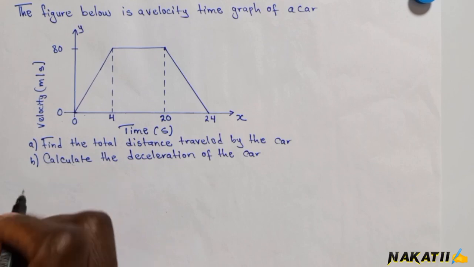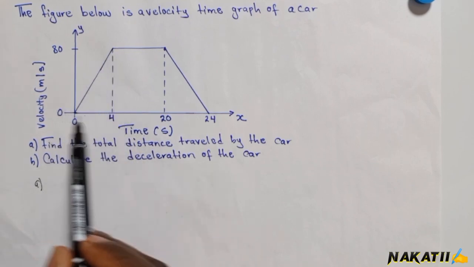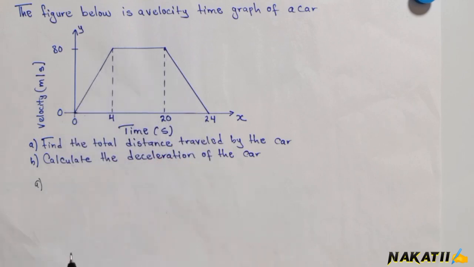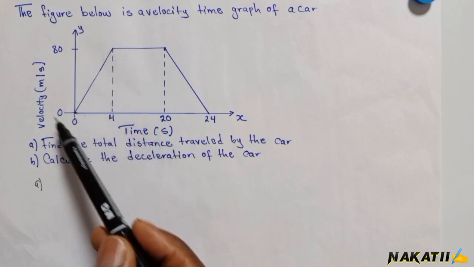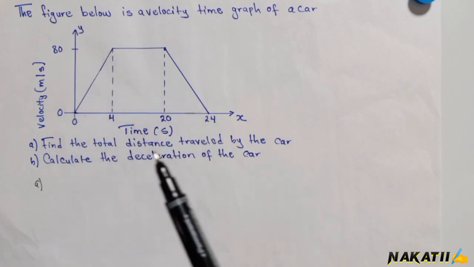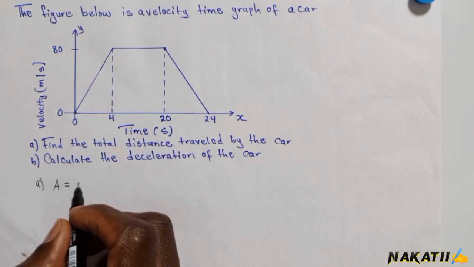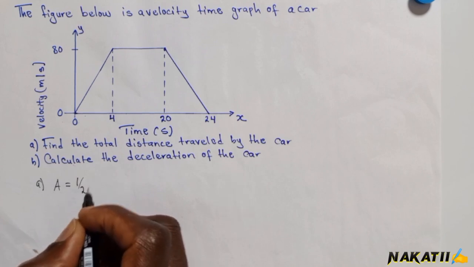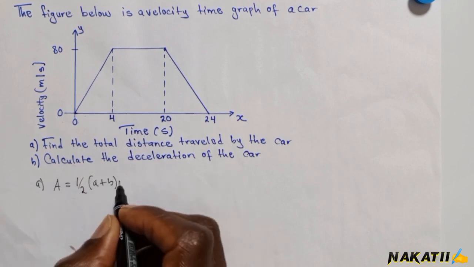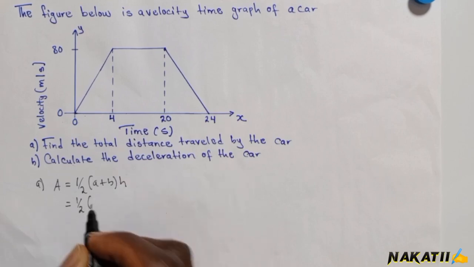Now, part A, when you want to get the distance, you get the area of this diagram here, and this one here is simply a trapezium. When you get the area of this trapezium, it will give you the total distance traveled by this car. Area of a trapezium is given by a half into A plus B, that is the sum of parallel sides, multiplied by height. This one will give you a half into A.